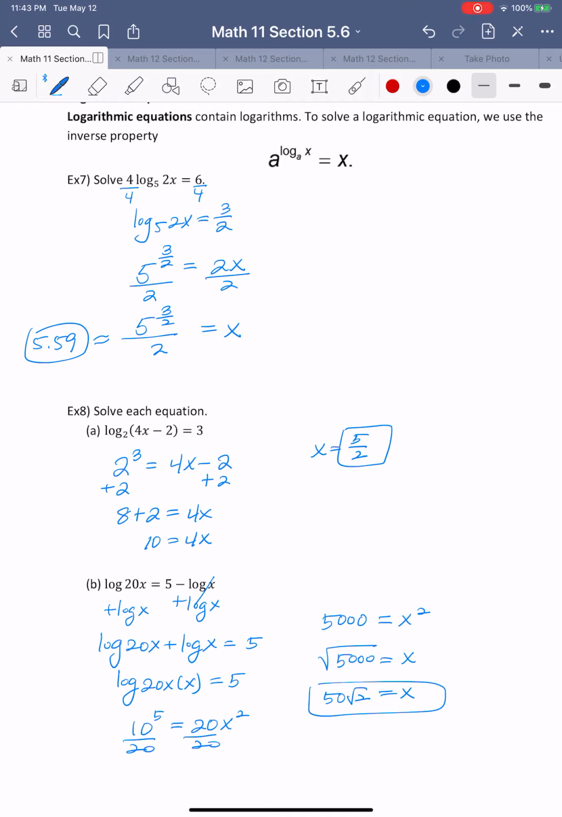Okay, but I can't take the negative, though. Actually it would be plus or minus, but I cannot take the negative because the log of a negative number does not exist. All right, let's look at the next page.